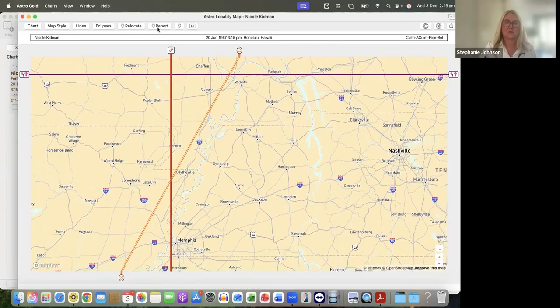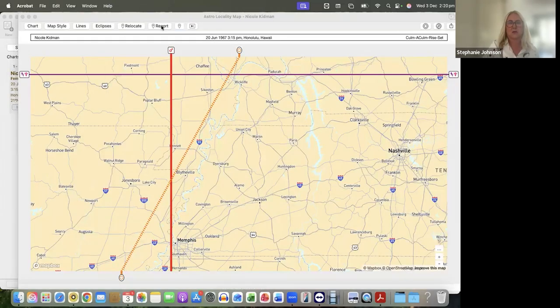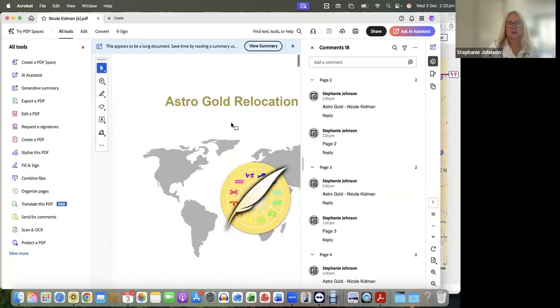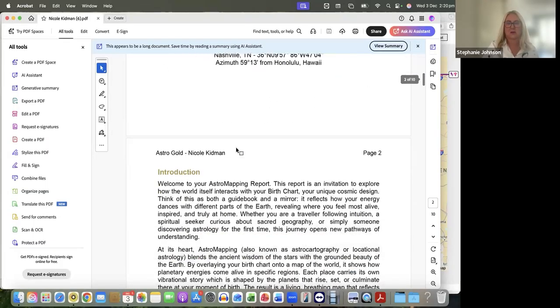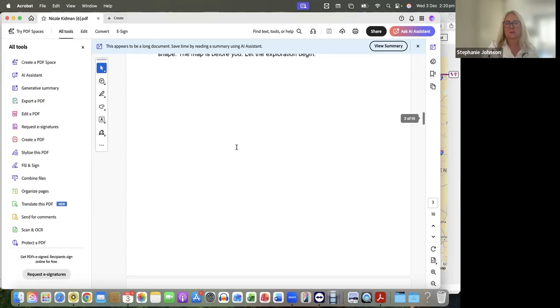So if you're wondering how do I know whether that's strong or not strong, you can do a report. You come up here, click on report, and you can do natal, home, or other. I've done other for Nashville, which is, of course, where Keith Urban is, and she lives now. So get rid of that. And here's your relocation report. You can do this for any place. So you've got your introduction.